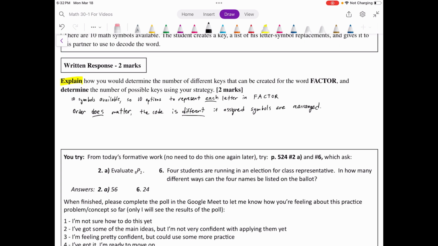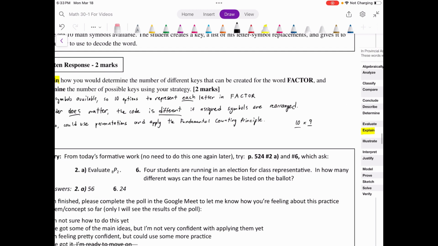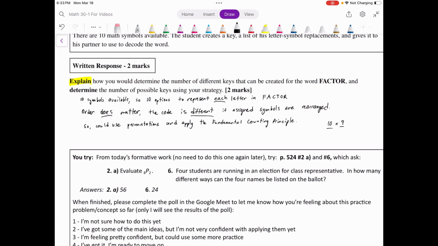So I'm going to reference, so could use permutations and apply the fundamental counting principle. And now I'm just going to address the fact that, again, when you go to do it, if you start writing something like 10 times 9, take a second and reflect and ask yourself, have I explained why I'm doing 10 times 9 times 8, right? Have I explained why I'm doing that? And I haven't, have I?